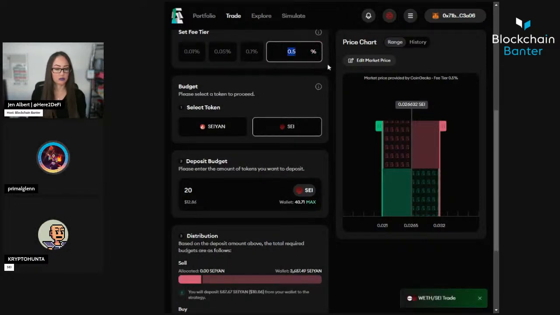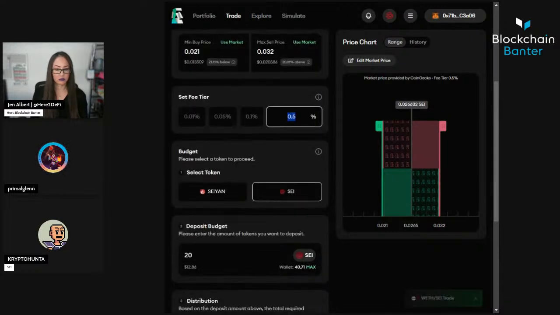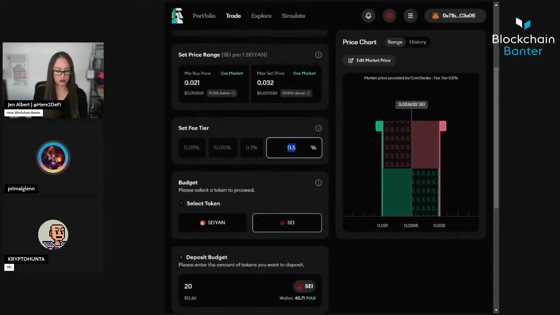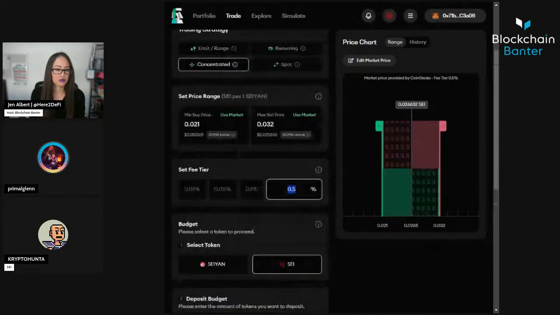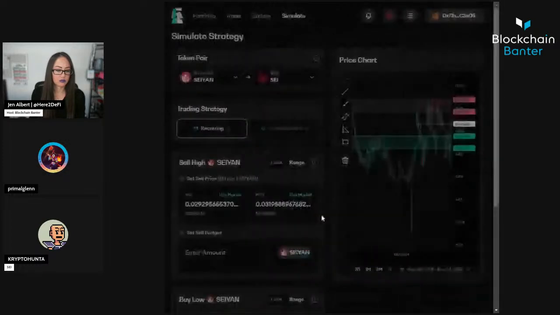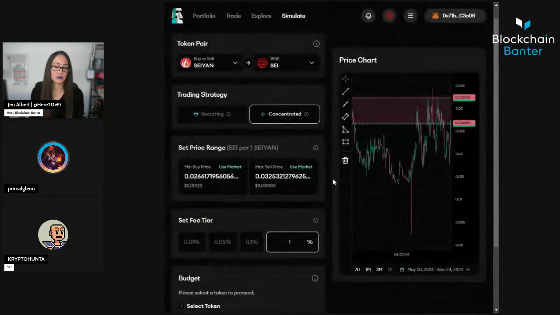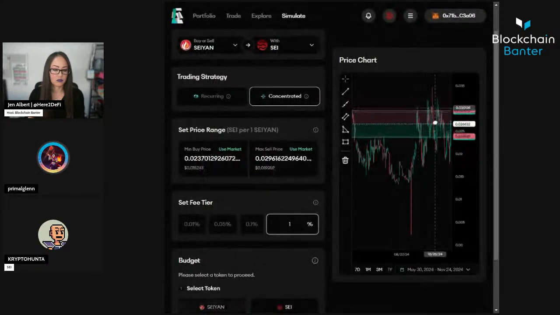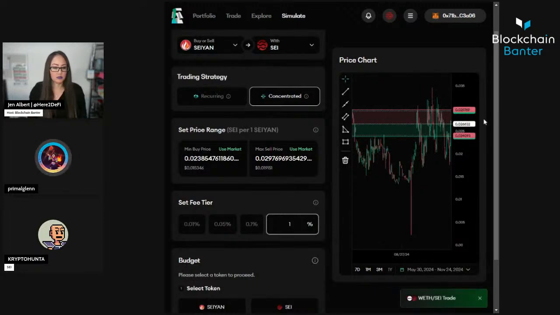Yeah, so the difference here essentially is when you have a concentrated liquidity position, this means that you have an overlapping buy order and a sell order. So the higher the fee, the less of an overlap you have. Let me go back to the simulator because it's easier to view it there. If we do concentrated here and select a range like this, you can see my range, and the current market price is in this white square.